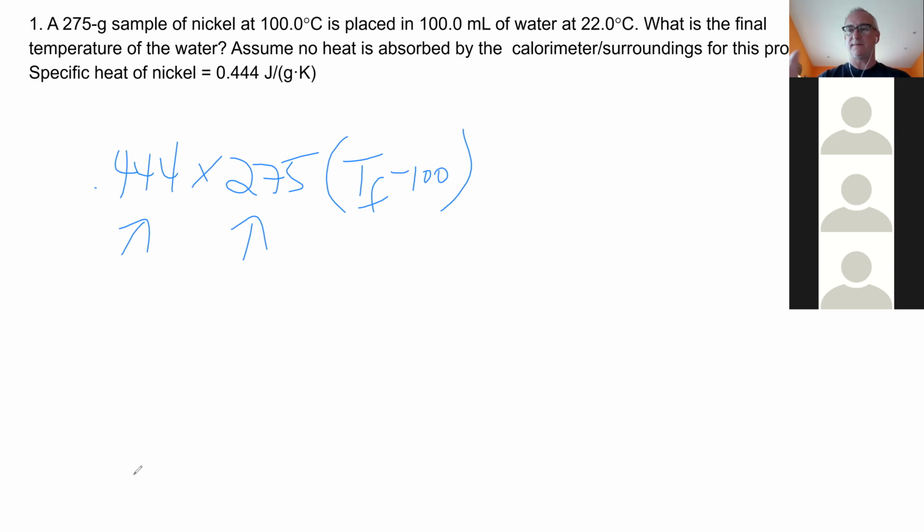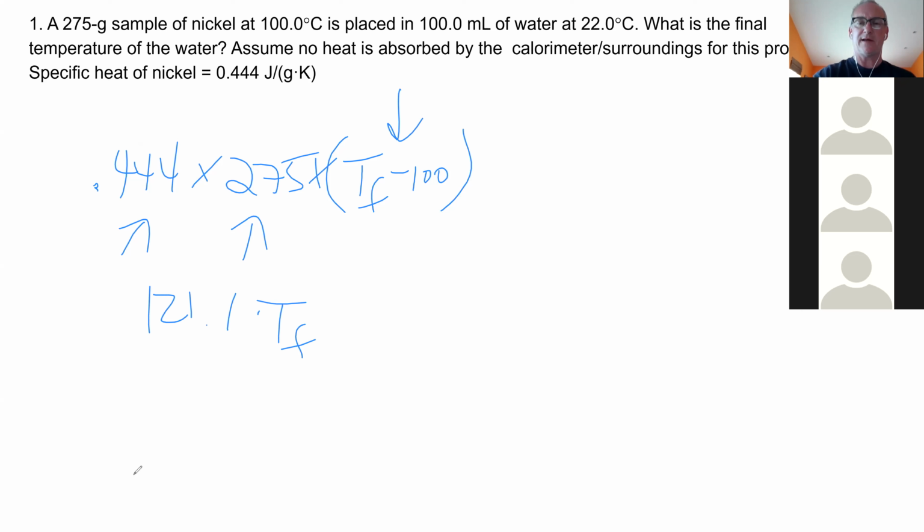I just expand it out. So this number becomes what, 100, that's 121.1 times both things that are in here. So I'm multiplying by both things. So I want to multiply that by TF and multiply that by minus 100. So that's where the two numbers come from.